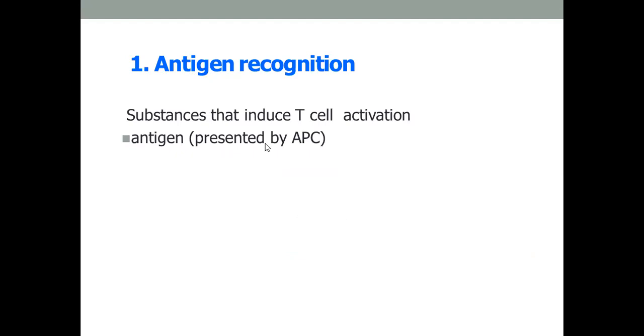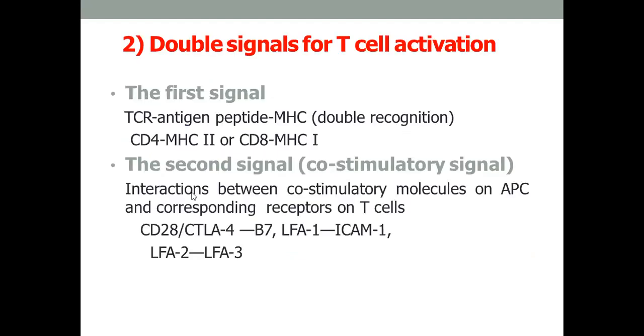Now, first the antigen recognition. I told you something that induces T cell activity: antigen presenting cells. The first signal is the T cell receptor, the antigen peptide and MHC double recognition, and CD4 with MHC class 2 or CD8 with MHC class 1. I told you CD4 will interact with MHC class 2 and CD8 with MHC class 1. The second signal is a co-stimulatory signal. There must be an interaction between the co-stimulatory molecules on the antigen presenting cell and the corresponding receptors on the T cell.